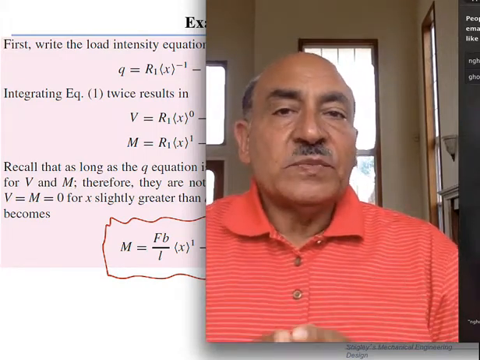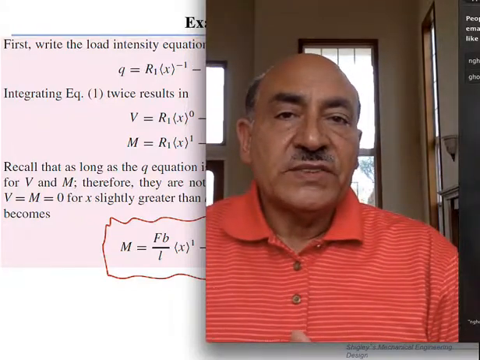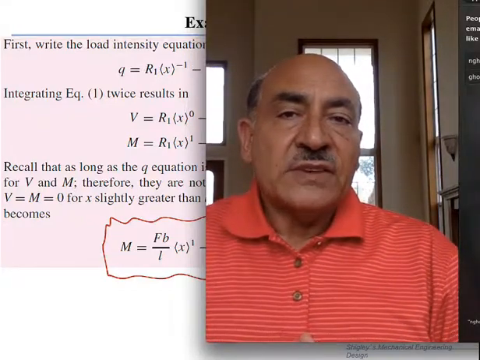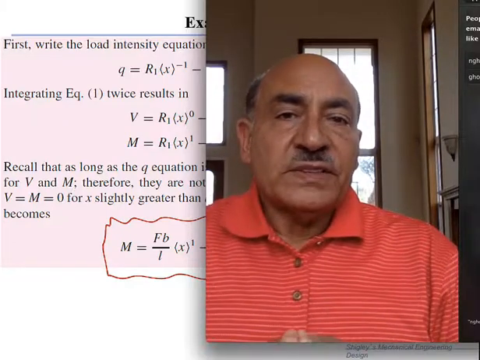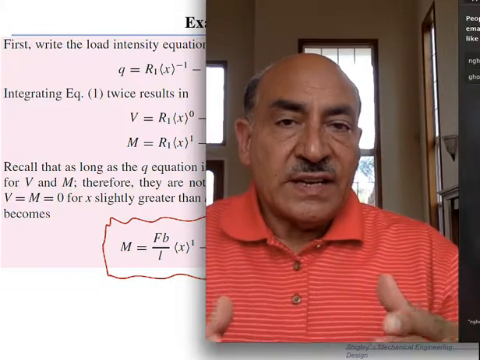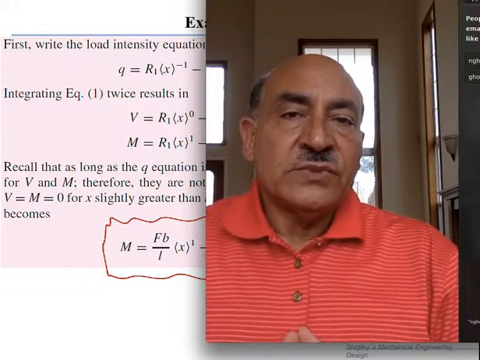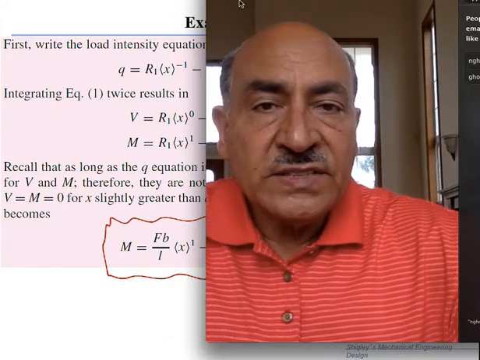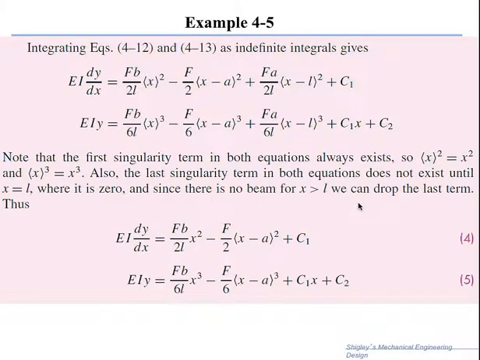Once I find the moment as a function of position, and it doesn't have any unknowns in this equation, all I have to do now is integrate once using the proper integration rules for the singularity functions, and integrate it twice, and then I'm done with the deflection. So let's do that to practice the rules for integration of the singularity functions.